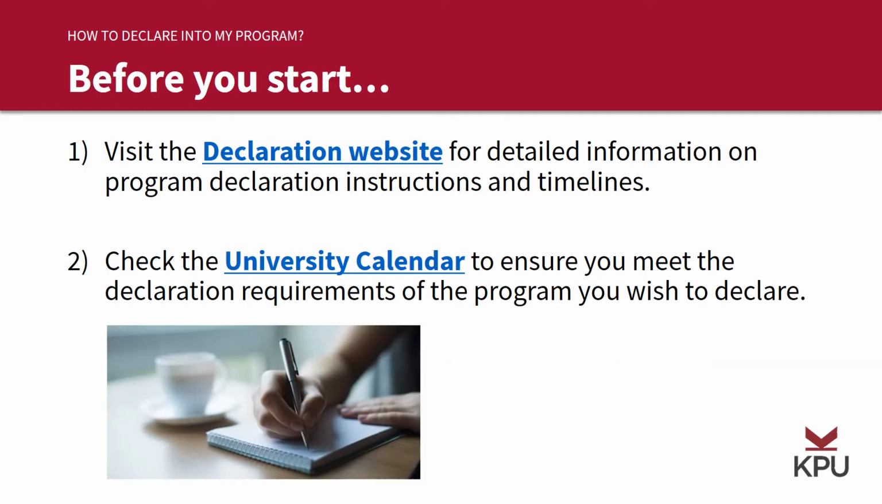Before you start the process, make sure you check these two websites. They contain important information for you. The first one is a declaration website. You'll be able to find detailed information on program declaration instructions as well as the timelines. The second one is a university calendar. This is where you can find out if you meet your program declaration requirements before you put in your request. We'll look into each website a little further.